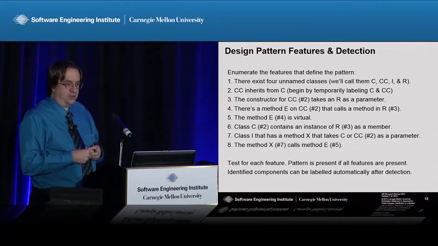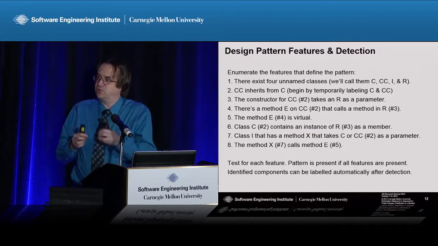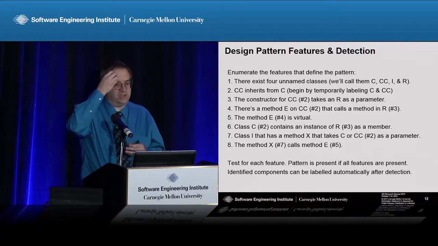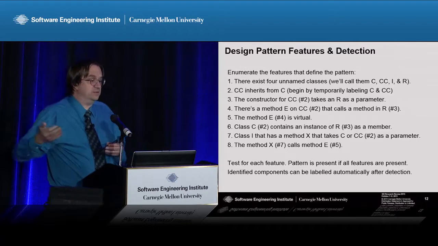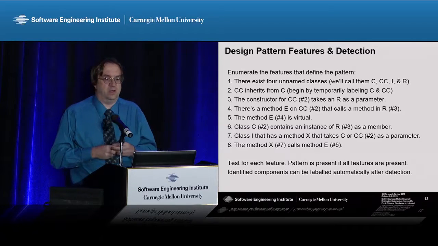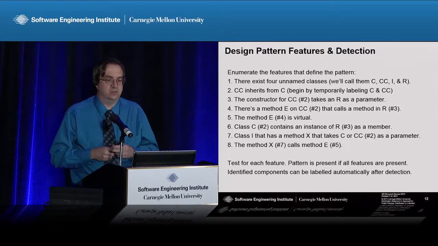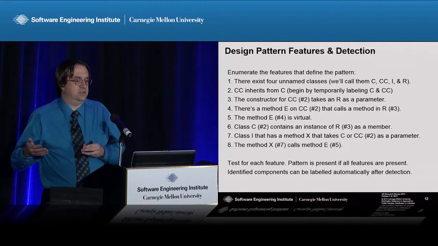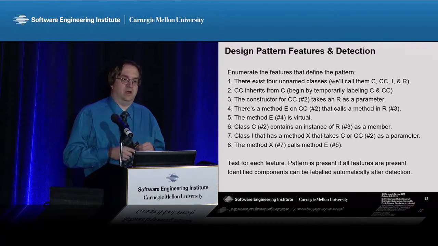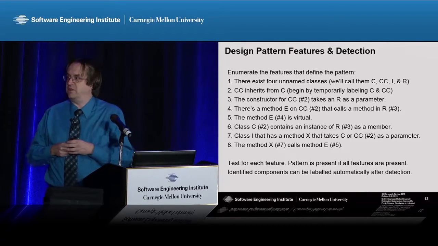So our approach here was to enumerate all of these little individual binary features that we believe describe that particular pattern. So we might say, okay, there are 4 classes, and one of the classes inherits from one of the other classes. There's a constructor for that second class that takes a particular type of parameter. There's a method on that class that calls some other method that we can identify as part of the relationships. We might say one of those methods is virtual. We might say that one class contains an instance of another class.